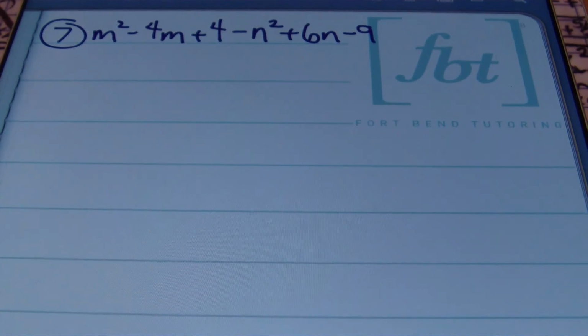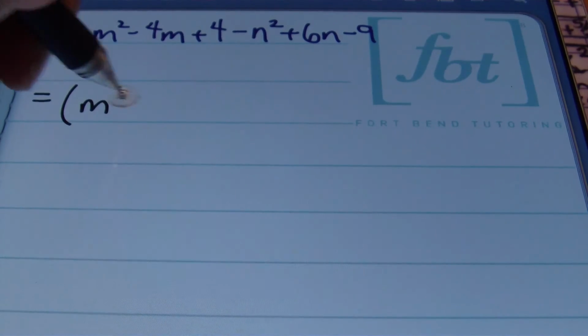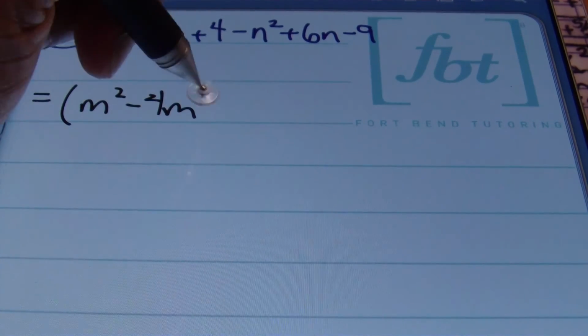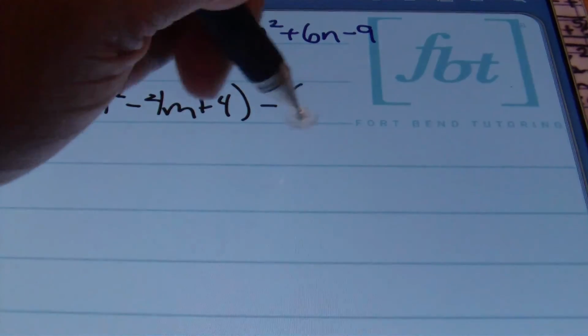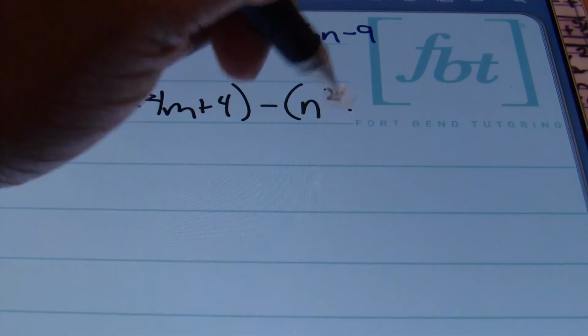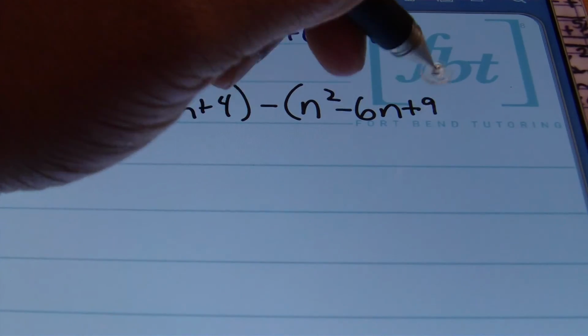At first glance, you may think that you do not need substitution in order to solve this problem, or that you could even use substitution for this problem. But check this out. I can rewrite this problem to look like so. I can show that this is going to be m squared minus 4m plus 4 minus the quantity of n squared minus 6n plus 9.